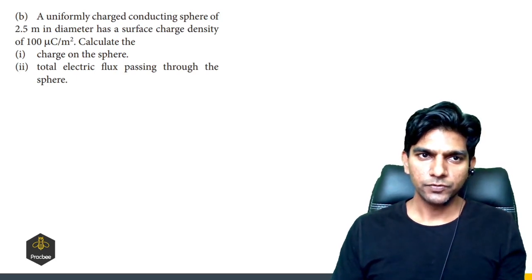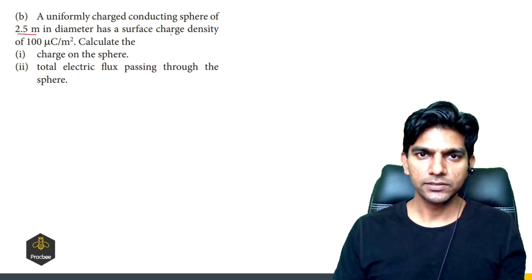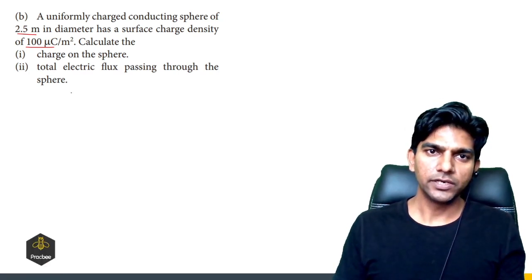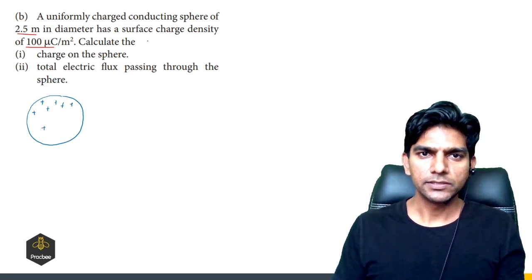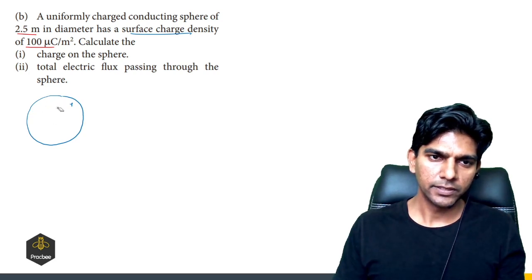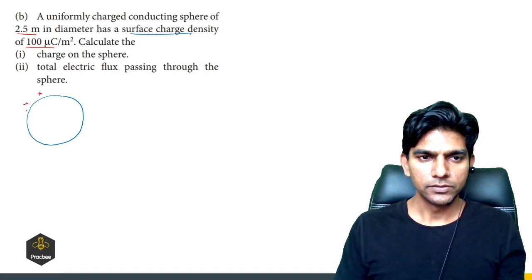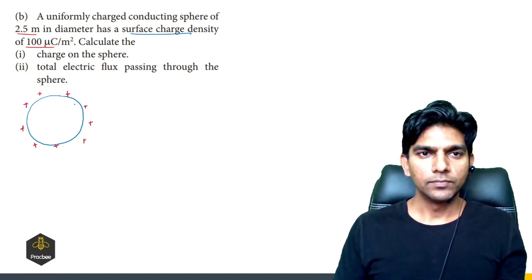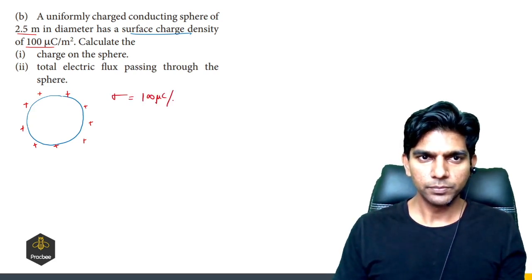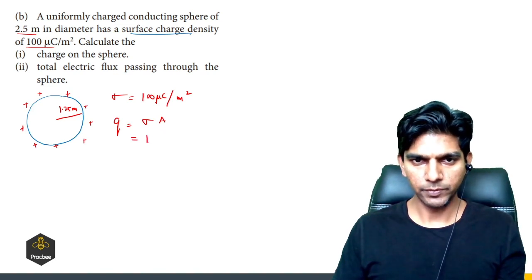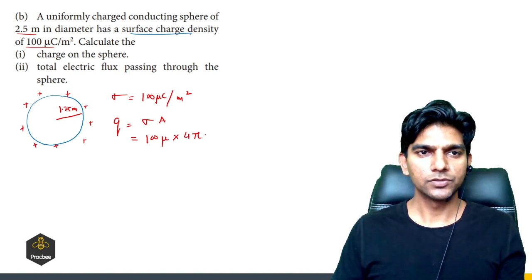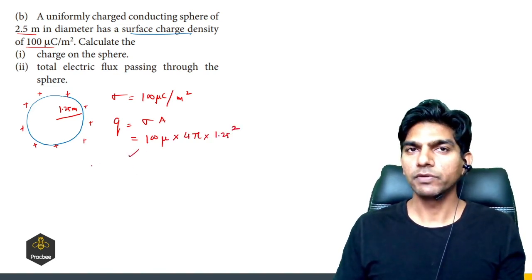Next, a uniformly charged conducting sphere of 2.5 m as its diameter has a surface charge density of 100 microcoulomb per meter square. Calculate the charge on the sphere. So it is given uniformly charged, right? So it's not a non-conducting sphere, it's a conducting sphere, it is given, right? So the charge will be present only on the outer surface. And we have the surface charge density as 100 microcoulomb per meter square. And the radius will be 1.25 meter, half of the diameter. So charge will be sigma times the area, the curved surface area. So that will be 100 microcoulomb times the area, which is 4 pi r square, so 1.25 square, right? So from here we can find the charge on the sphere.